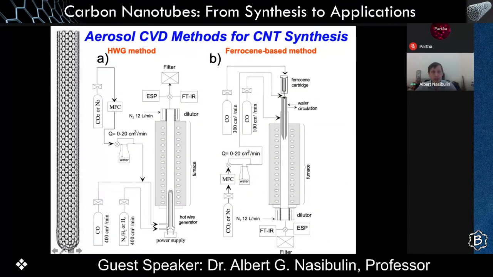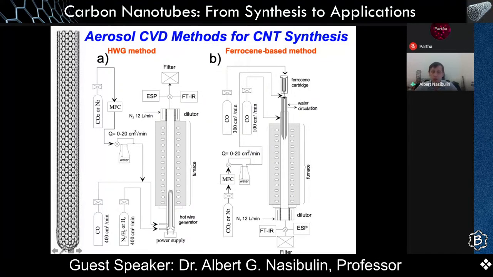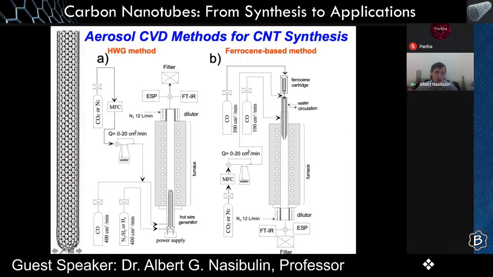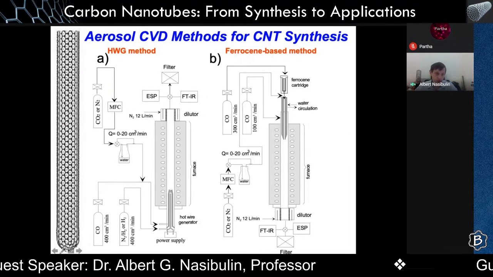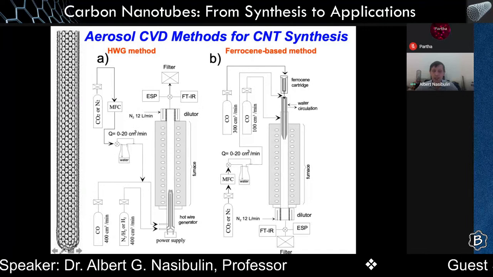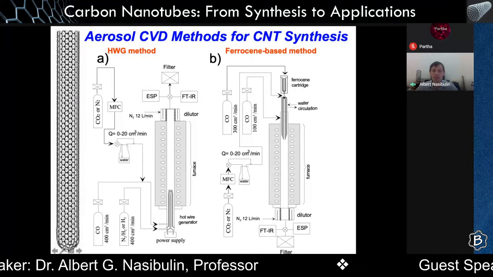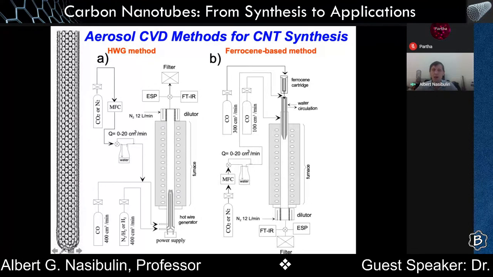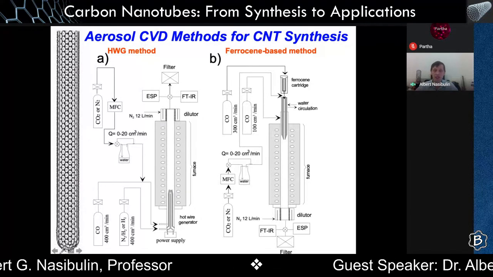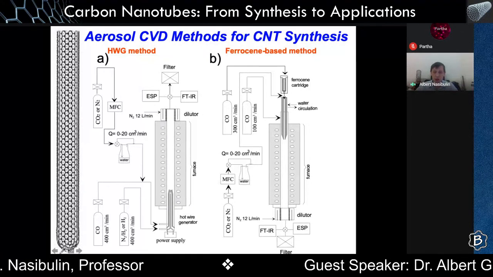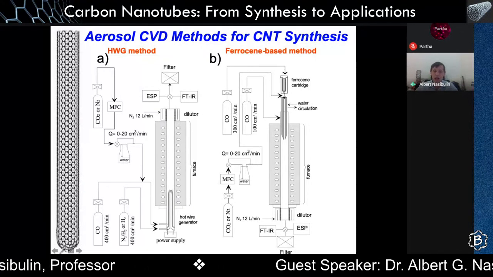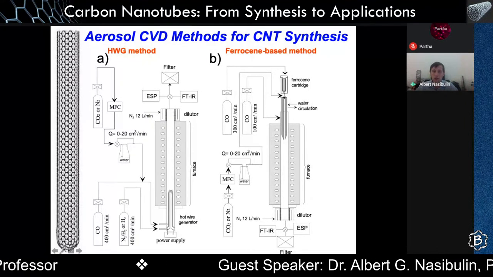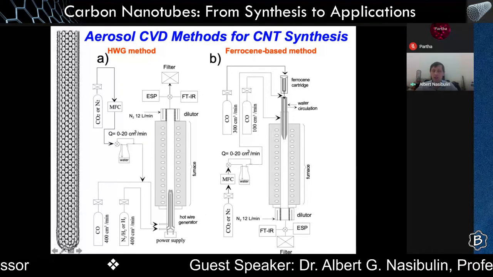In the laboratory, we have realized different ways in which carbon nanotubes can be synthesized. The first one is a hot wire generator, where the catalyst is formed by evaporation from a resistively heated wire. It is an iron wire; you apply a potential, it is heated up close to melting temperature, about 1500 centigrade, and iron starts to evaporate. You blow an inert flow through the reactor, which takes this vapor, forms catalyst particles, and introduces them into the reactor.